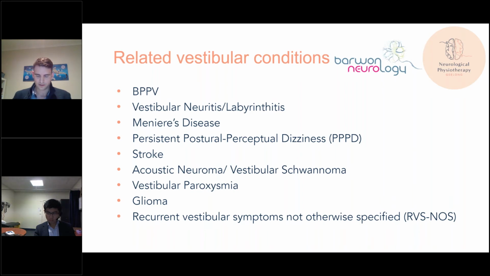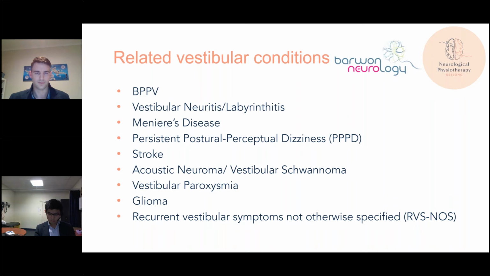And finally, glioma can also be irritative for the central vestibular system and lower the migraine threshold. I've just included this recurrent vestibular symptoms, not otherwise specified diagnosis, which is kind of the bucket for everyone else that doesn't neatly fit into any of the criteria.